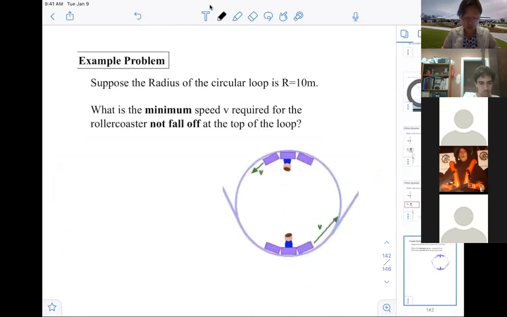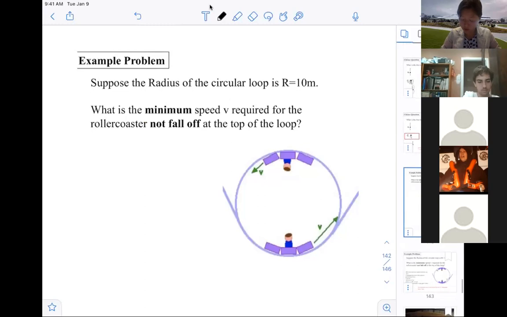Now we could go further and do a calculation for what minimum speed is required for it to not fall off. But we don't have time to do it now. We will try to finish it up at the beginning of our next class. I encourage you to think about it and we will finish it next time.